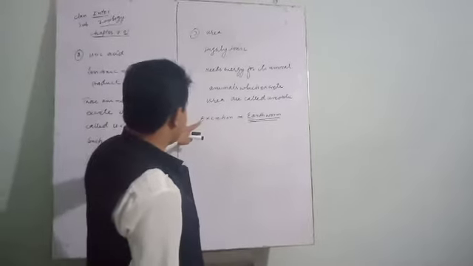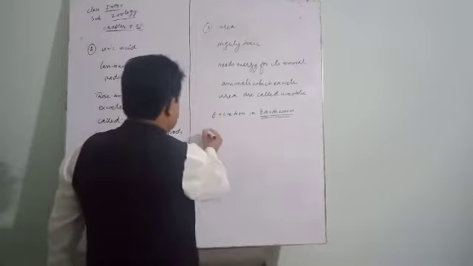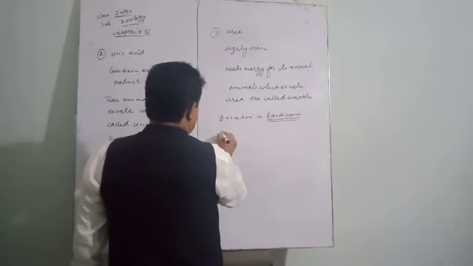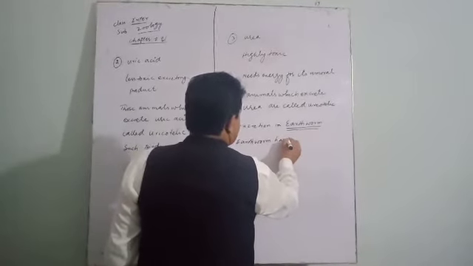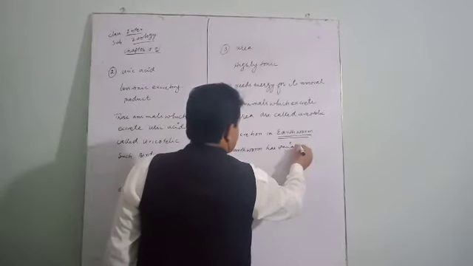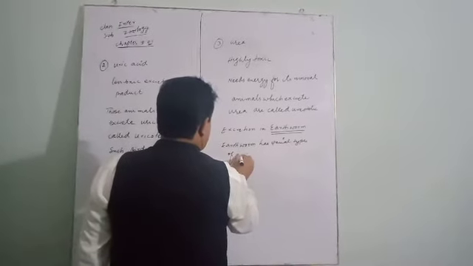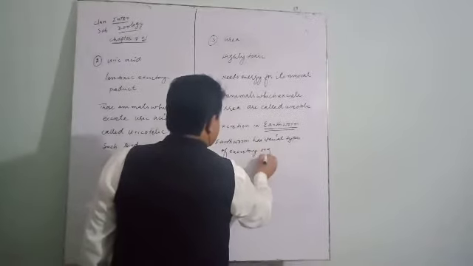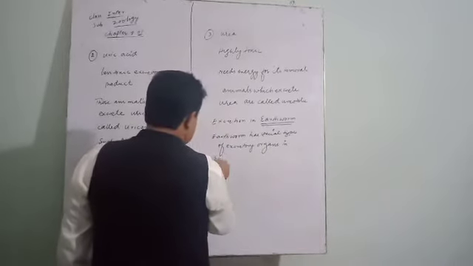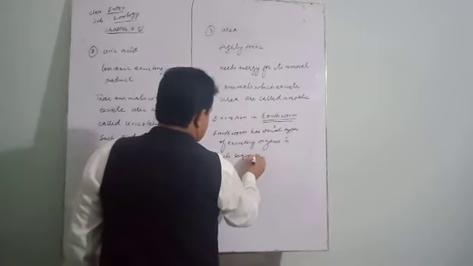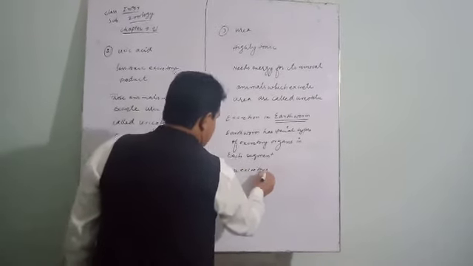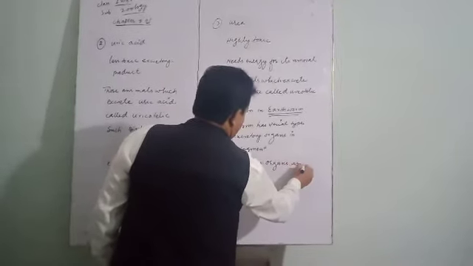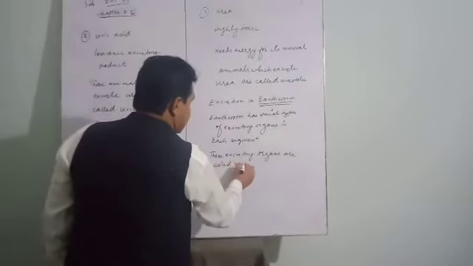Now I am writing here some points. You have to remember these points about excretion in earthworm. Earthworm has special types of excretory organs in each segment. These excretory organs are called metanephridia.